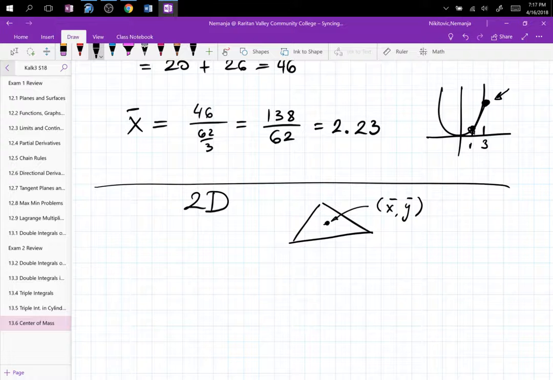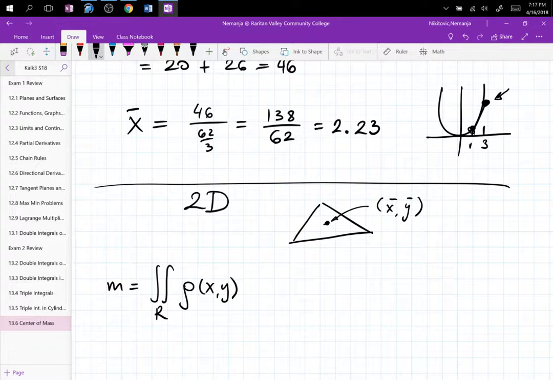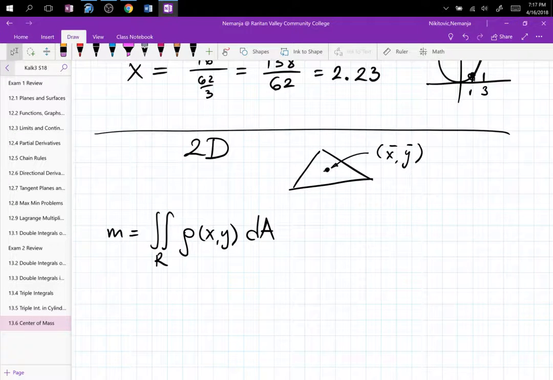So we start with the integral for mass. It's going to be a double integral over region R of a density function, say xy, dA. Note that this is the most general way to write the double integral. This could be a rectangular integral, could be a general integral, could be polar coordinates. If it's polar coordinates, that dA is r dr d theta, right?